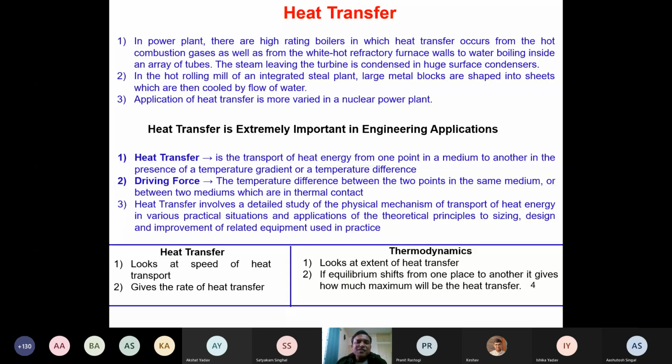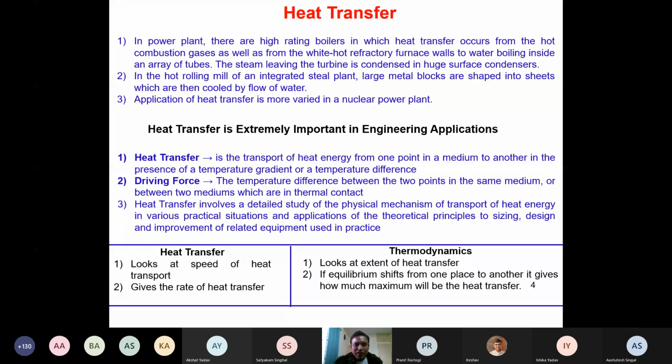If we look at the difference between heat transfer and thermodynamics, heat transfer looks at the speed of the heat transfer. So it looks at the kinetics, whereas thermodynamics looks at the extent of the heat transfer. Whether the heat will be transferred or not, that type of question will be answered by thermodynamics, but how fast the heat will be transferred, this type of question will be answered by heat transfer.